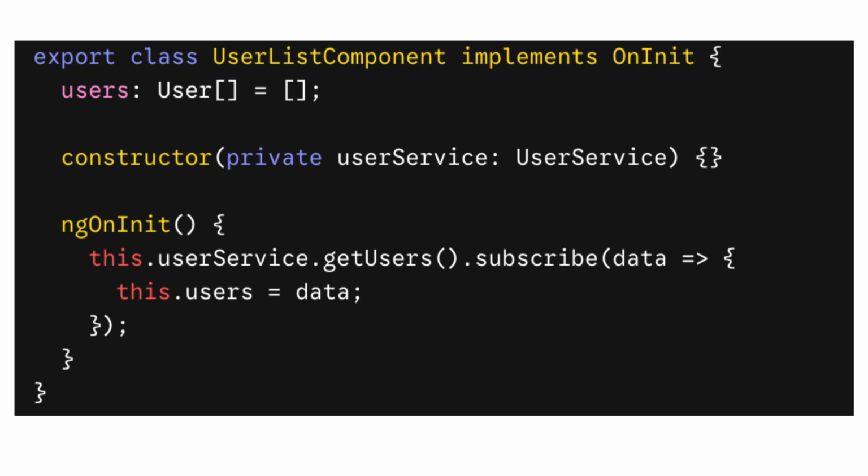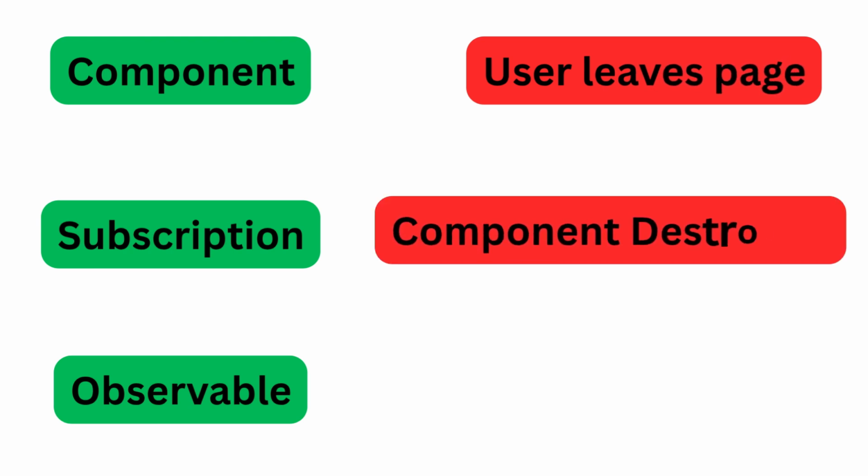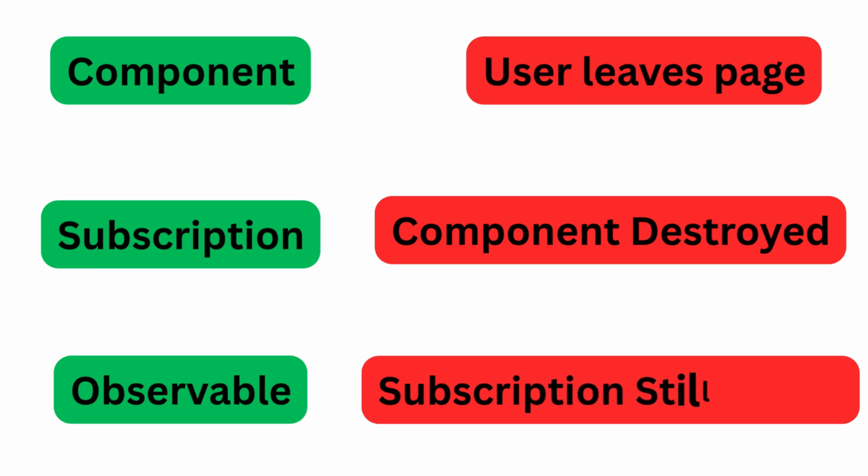The problem appears when this component is destroyed. Let's understand the flow. Imagine the user opens the page. The component subscribes to the observable. Now the user leaves the page. Angular destroys the component, but the subscription is still alive. That means the observable is still sending the data.